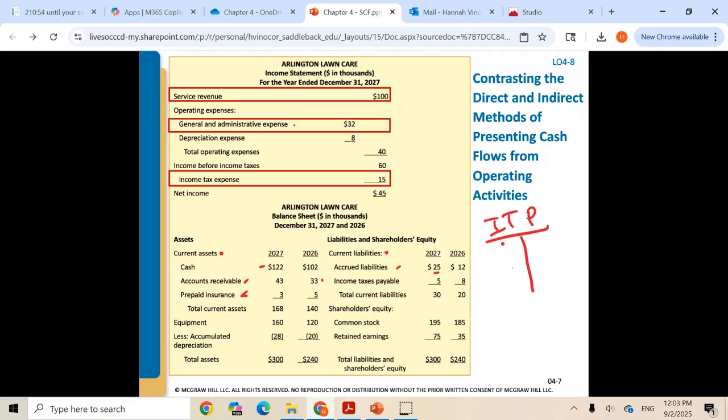My beginning balance is $8. Remember, this is a liability, so on my T account it goes on the right side, and it ended up with $5. And let's see what happened during the year. Well, I have income tax expense of $15. What would that entry have been? It would have been debit income tax expense, $15, credit income tax payable, $15. That's what would have happened to accrue my income tax payable, which leads me to a subtotal of 23.